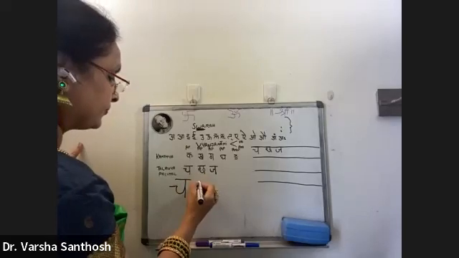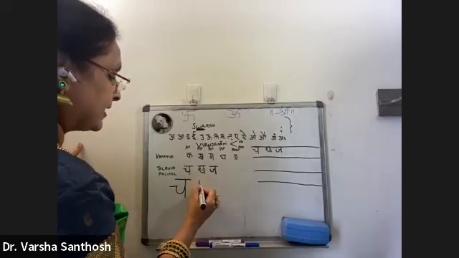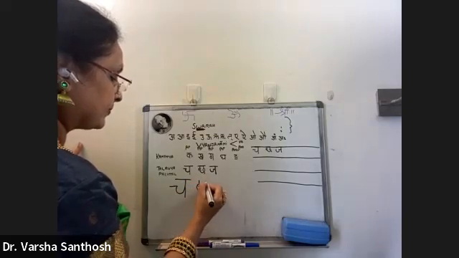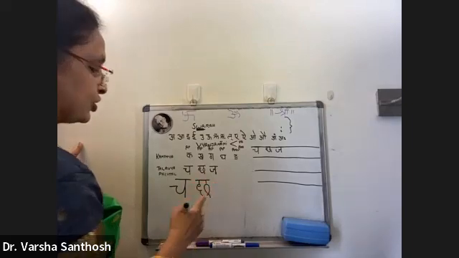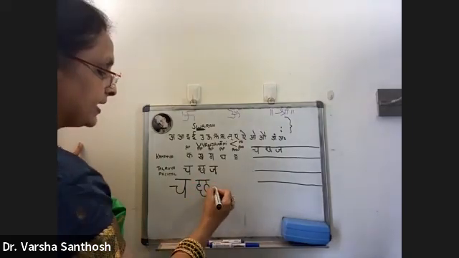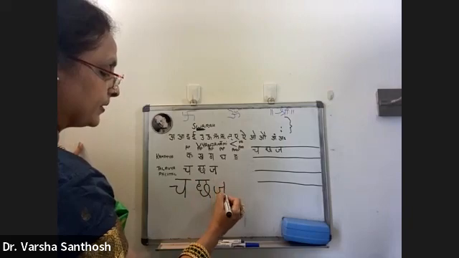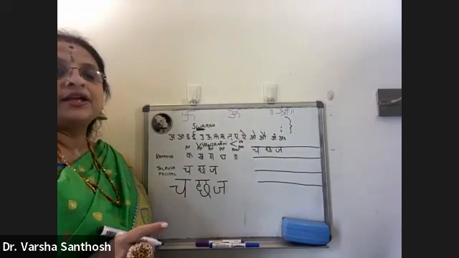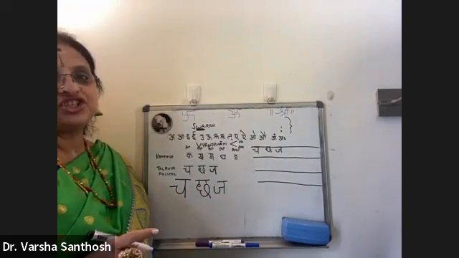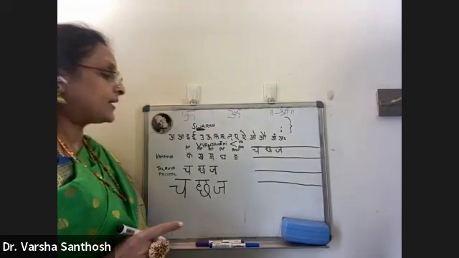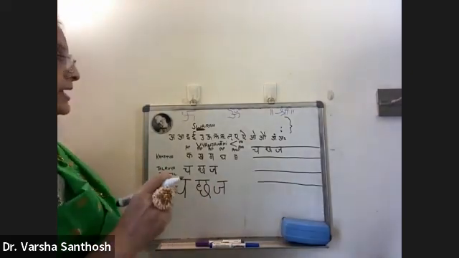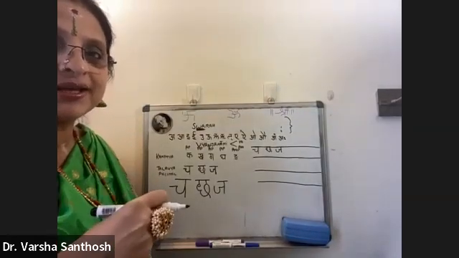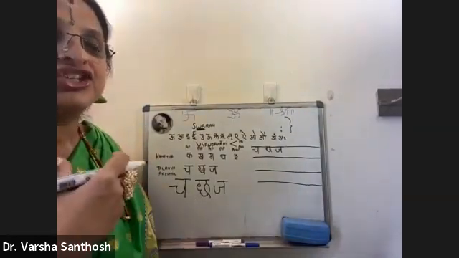Then Chh. Do a vertical line, small knot. Chh. And then we have j. So for those who have come late, these are the three alphabets we have covered: ch, chh, j. Now let's go for the fourth alphabet, the Mahaprana of j. Jh like in jug, jagat.